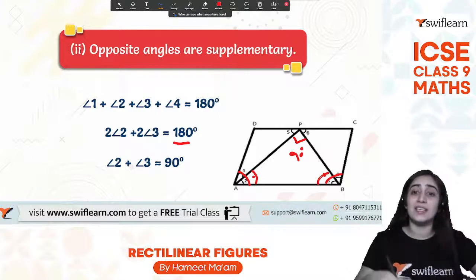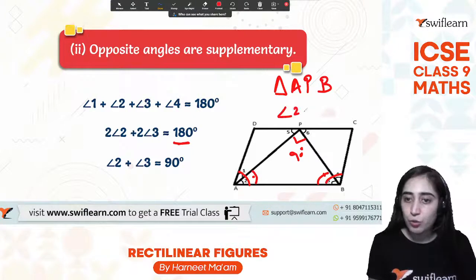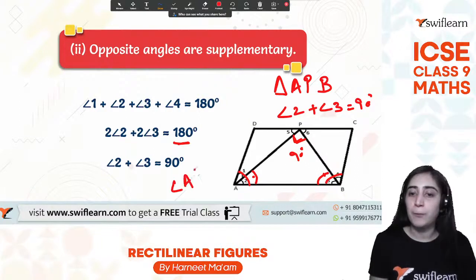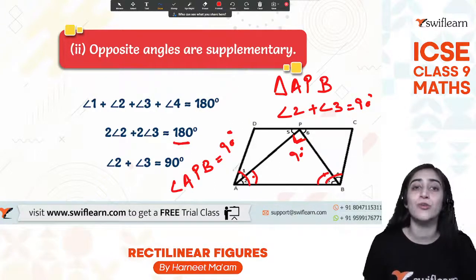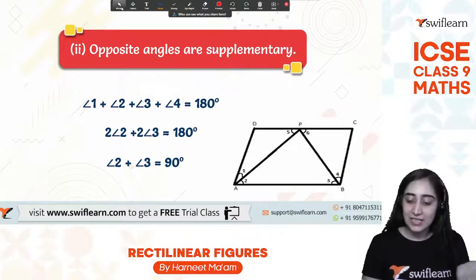अगर ये दोनों एंगल 90 डिग्री हैं, तो ये ट्राइंगल किसकी बात कर रहे हैं? ट्राइंगल APB की। तो इसके अंदर जब एंगल 2 प्लस एंगल 3 90 डिग्री है, तो बचा ही कौन सा एंगल? ये वाला, एंगल ऑफ APB, which will be equal to 90 degree anyway, and this is how we will get to know that they are supplementary and they come up to the angle of 90 degree.